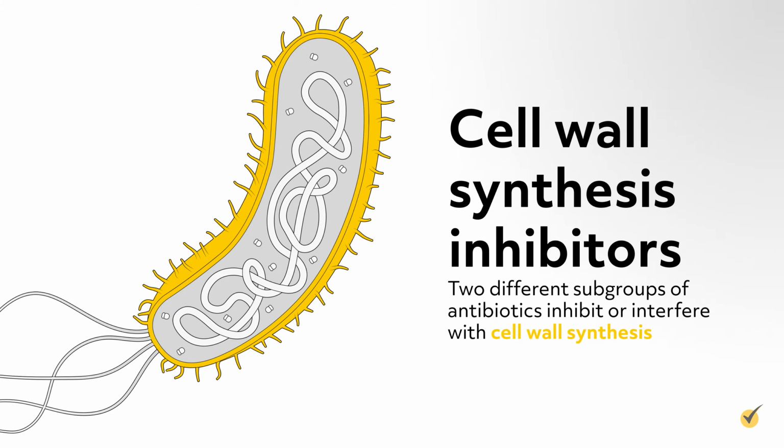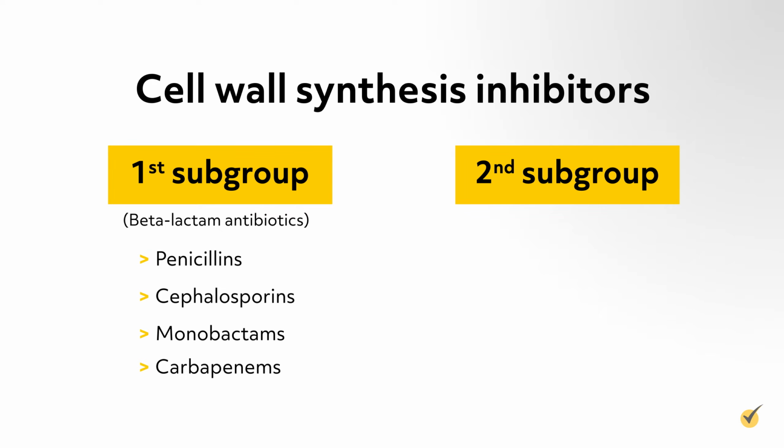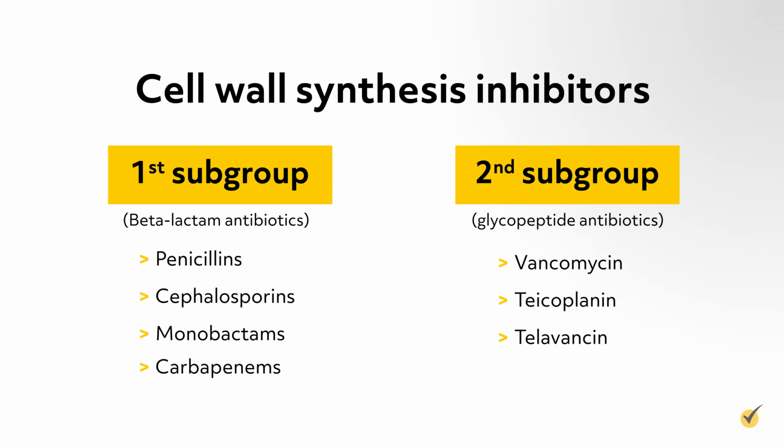Two different subgroups of antibiotics inhibit or interfere with cell wall synthesis. The first subgroup includes the beta-lactam antibiotics, such as penicillins, cephalosporins, monobactams, and carbapenems. The second subgroup is made up of the glycopeptide antibiotics, which includes vancomycin, teicoplanin, telavancin, and bleomycin.